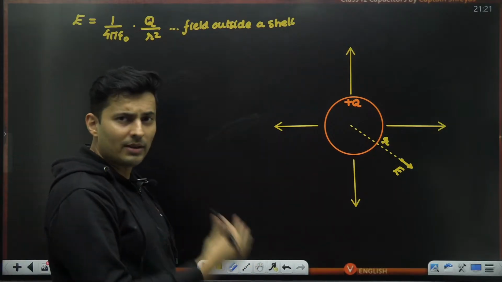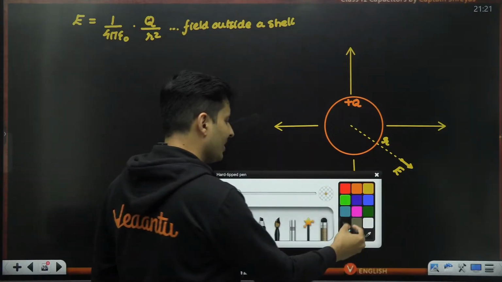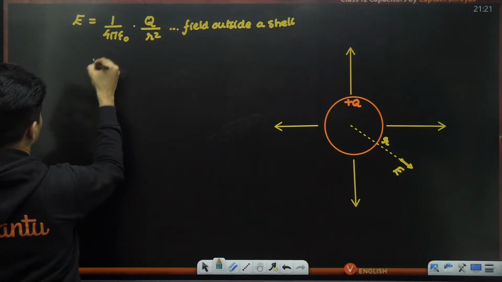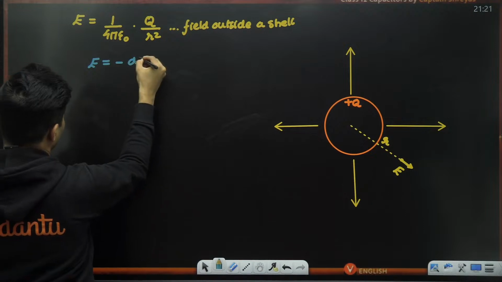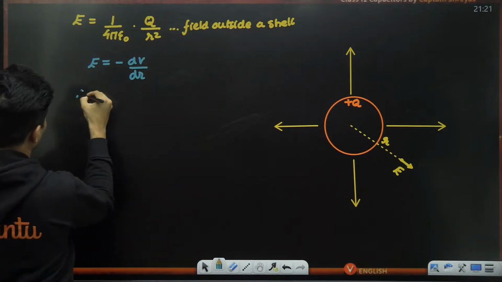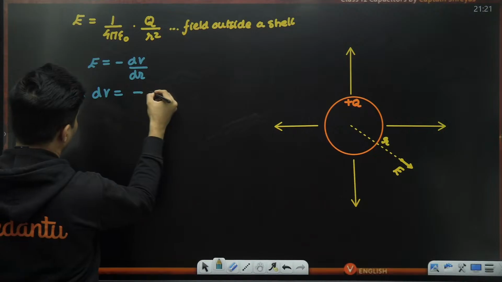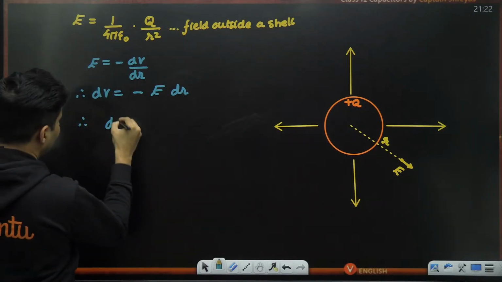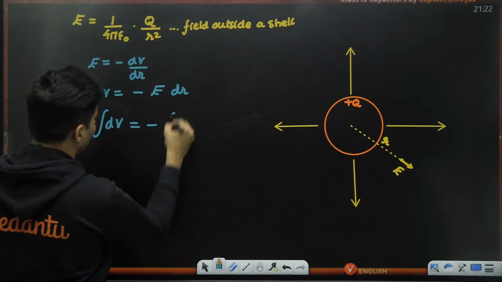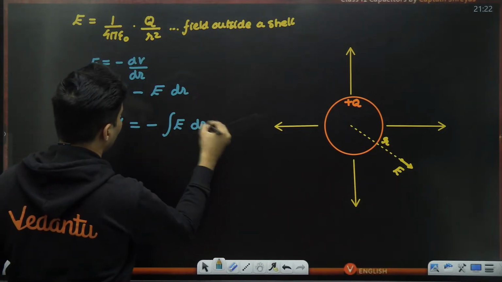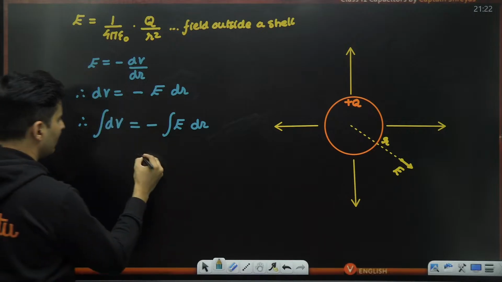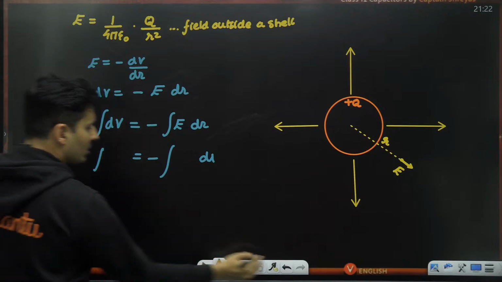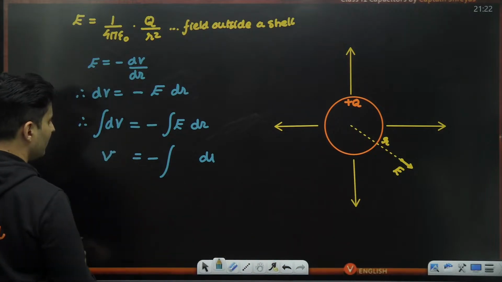Right? This formula we have seen it before. Now use this method that since E is minus dV by dr, therefore dV is nothing but minus E dr. So then integrate this. Integral dV is minus integral E dr, and that's how you will get it. So you'll have to put over here integration of dV is basically the total voltage difference.